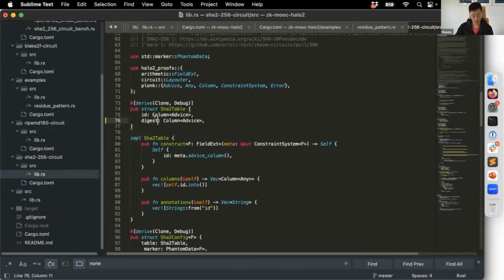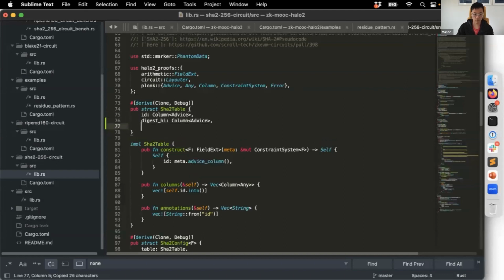There are many ways you could get around this. You could have digest high and digest low. Maybe digest high is the upper 128 bits, and digest low is the lower 128 bits. Then, to get the actual SHA-256, you would shift high over 128 bits and then add it on to low.